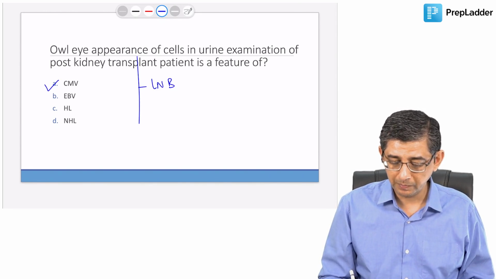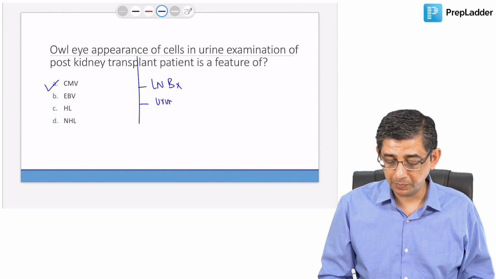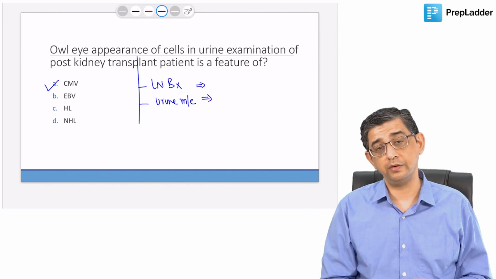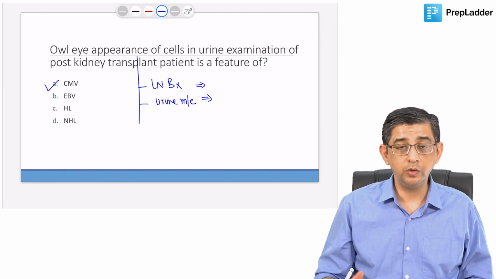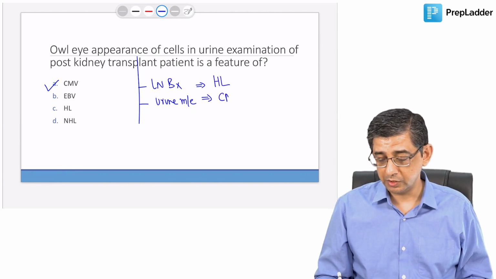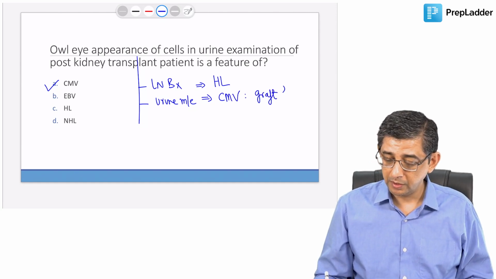Lymph node biopsy and owl-eye appearance with respect to urine microscopic examination in a post-kidney transplantation patient, because this organism will cause graft failure. With respect to lymph node biopsy, I want you to remember that the diagnosis is Hodgkin's lymphoma, and for this would be an infection which will contribute to graft failure.